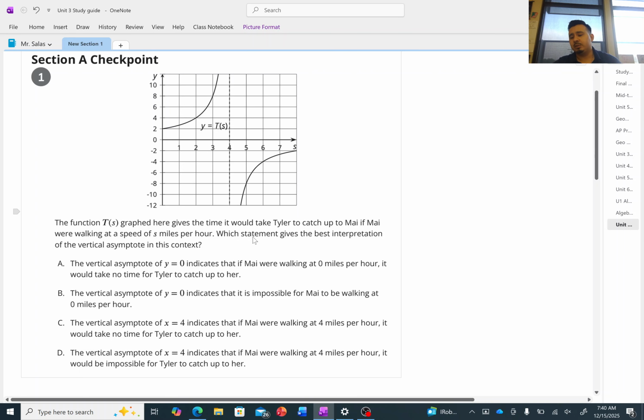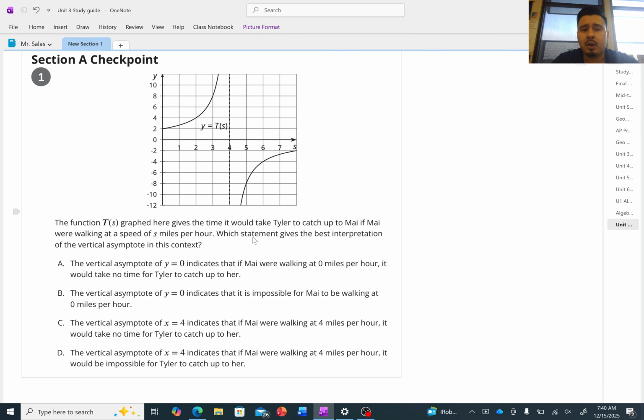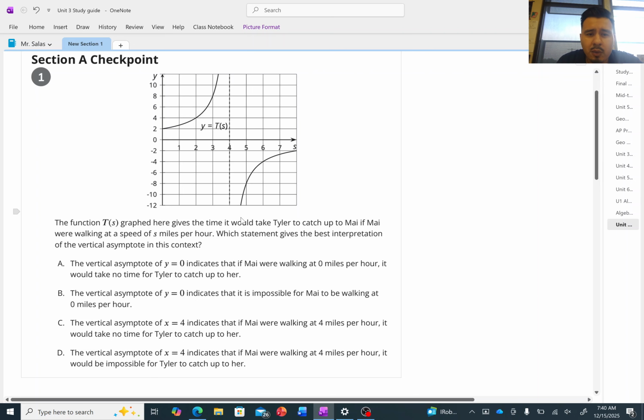First of all, what is a vertical asymptote? An asymptote is a line or a barrier that the graph really wants to get close to but will never touch. If you see, my vertical asymptote is here at 4, so it's running from top to bottom. The graph starts here and then it increases and gets really close to that 4, but it doesn't really touch it. The same on this side. The graph starts on this side and gets really close to 4, but it never touches.